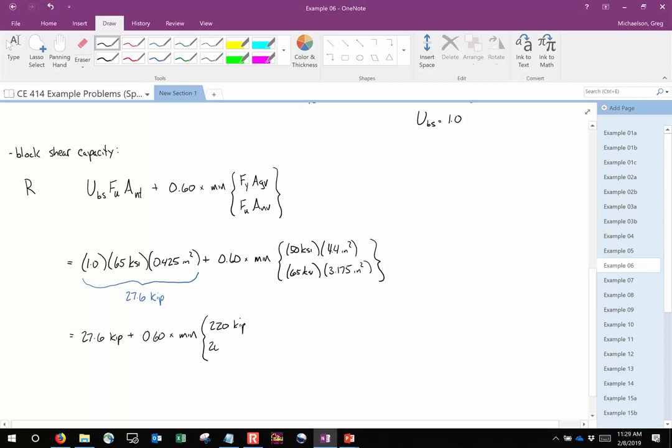So we'll just say 206.4. Right? Okay, so we take 27.6 plus 0.6 times the minimum of these two. So 27.6 kips plus 0.6 times 206.4 kips, and that equals what? 151.4. Do I have a second on that? All right.